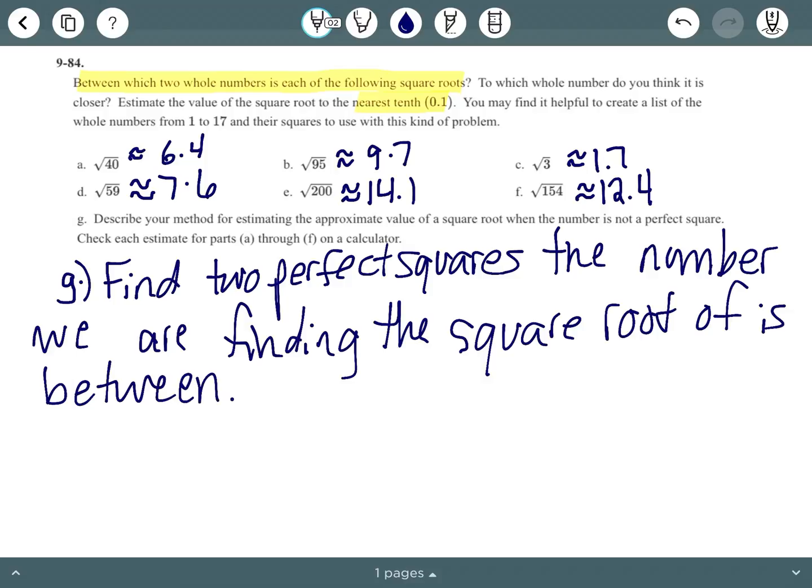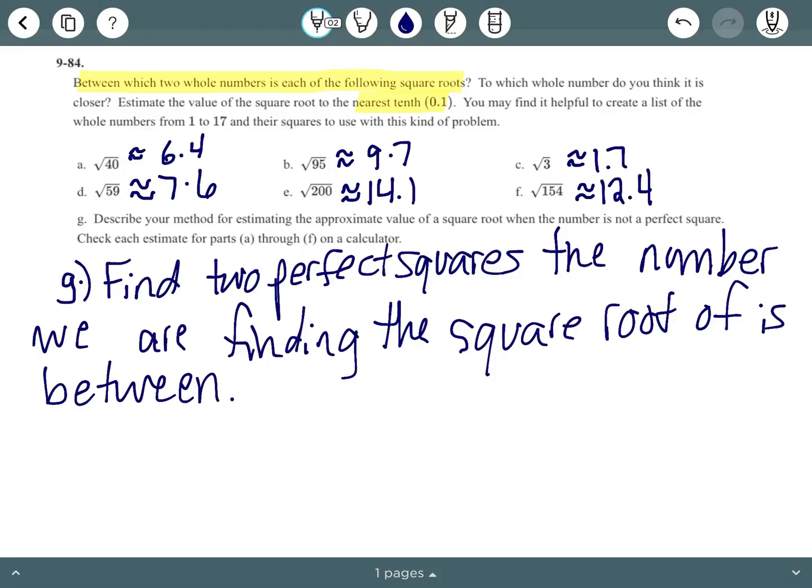So again, our first step was to find the two perfect squares the number we were finding the square root of is between. So for instance, in part A, we knew that the two numbers it was between were 6 and 7 because the perfect squares would be 36 and 49.